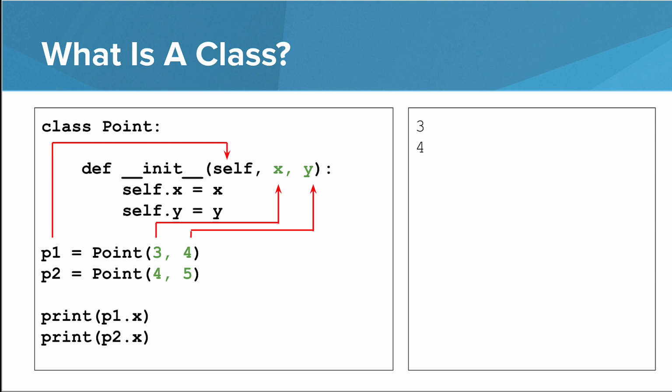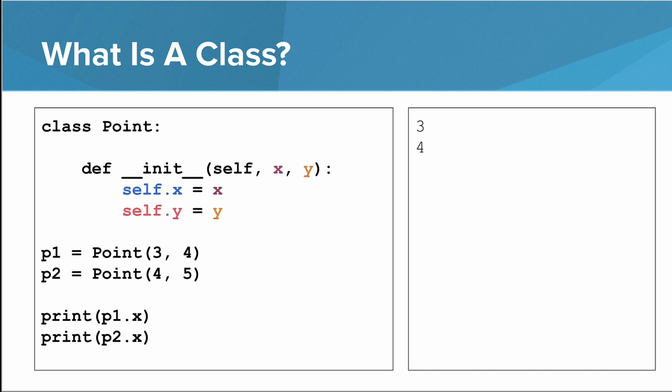It will then include all the arguments we provide in order after self. Notice the difference between self.x and x in the init method. Self.x refers to the variable we are creating within the instance. X by itself refers to the parameter in the method. The same is true for self.y and y.